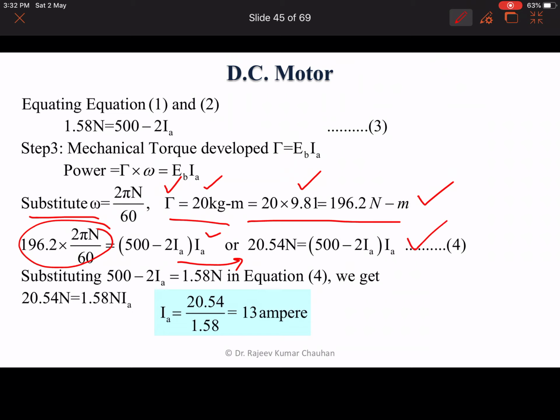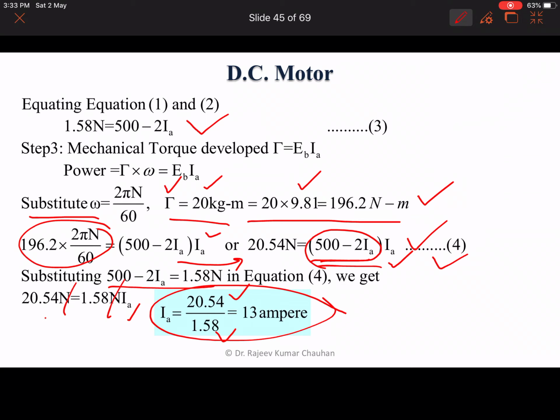Substituting 500 minus 2 Ia is equal to 1.58 N in equation number 4, because we know this relation from equation number 3. If we substitute the value of this, both sides will be in the N format. 20.54 N is equal to 1.58 N into Ia. So both sides N will be cancelled out. So Ia is equal to 20.54 divided by 1.58. So the Ia is 13 ampere.